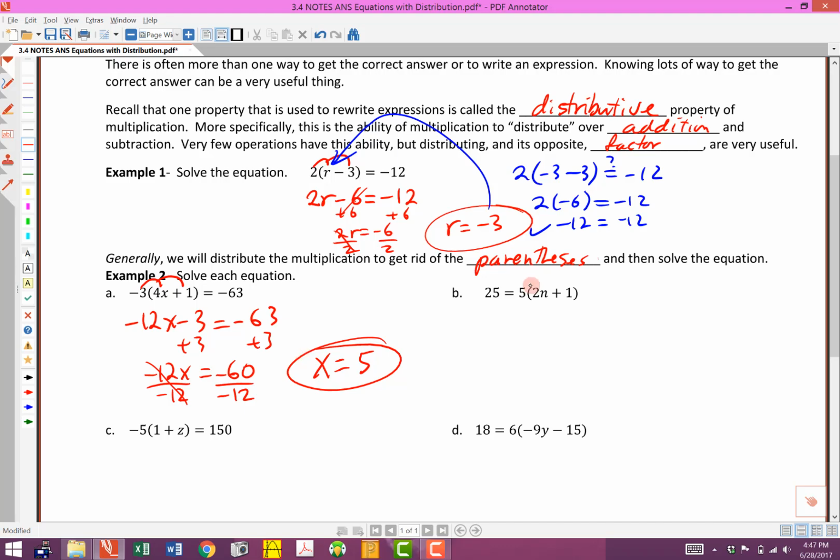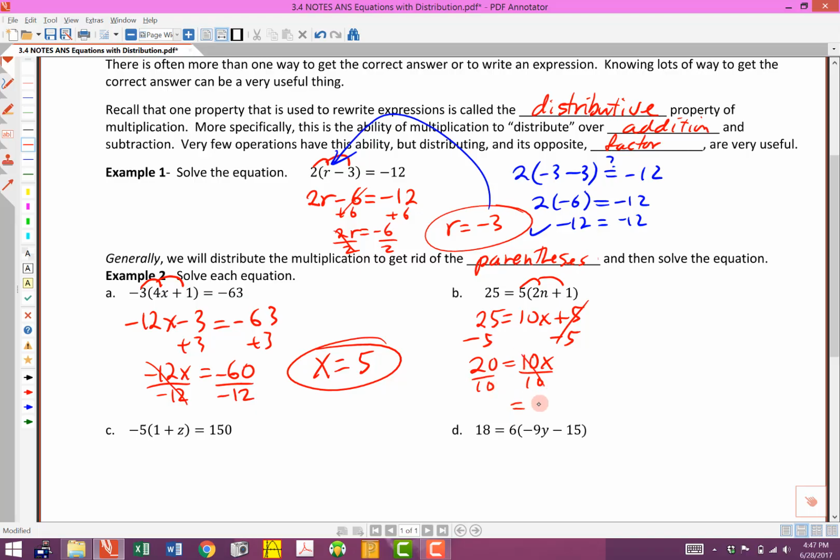Okay, same thing. Distribute through to get rid of parentheses. So 25 equals 10x plus 5. Inverse operation, subtract 5. Those undo each other. Those make a 0, cancel to be 0. Over on this side I get a 20. Still got to get the x by itself, so I've got to get rid of that timesing by 10, so I'm going to divide both sides by 10.